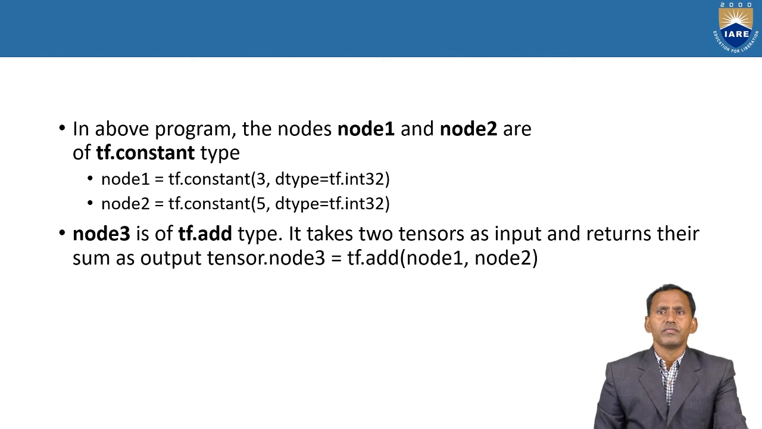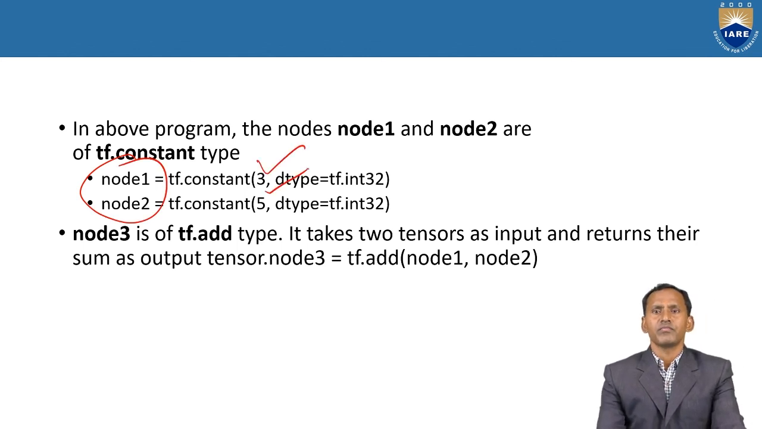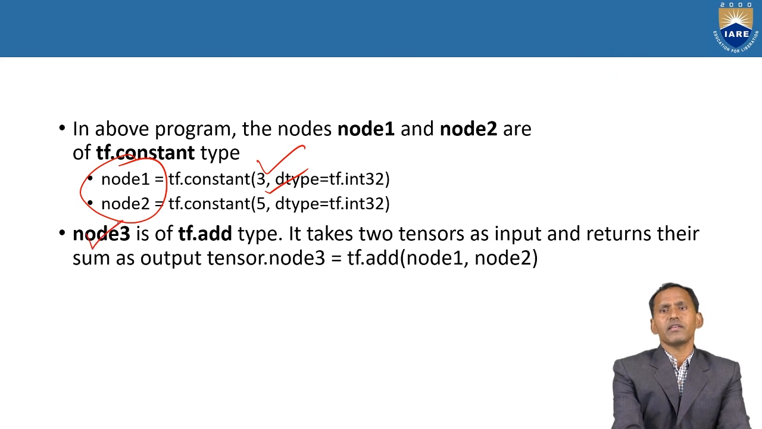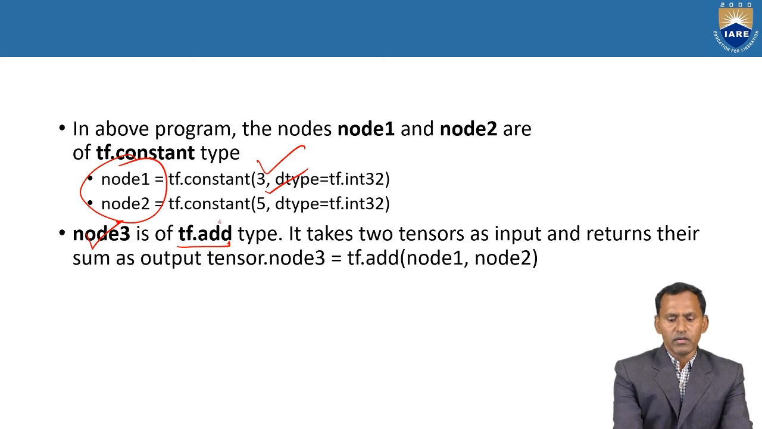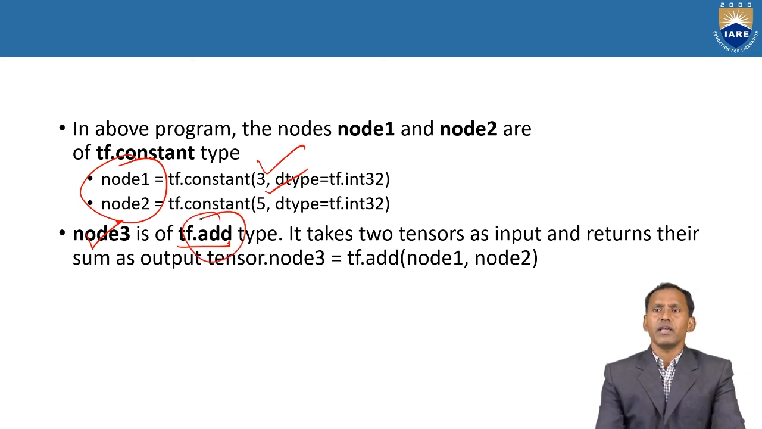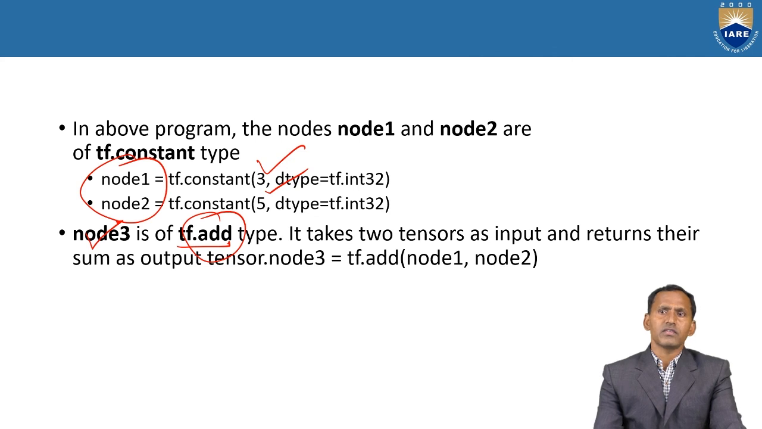So in the above code, node 1 and node 2 we created by using tf.constant. Both are constant type. We pass the values 3 and 5. Node 3 is the resultant tensor. By using add, we can add the values of two tensors. This method takes the tensors as input and returns their sum as the output tensor, that is node 3.